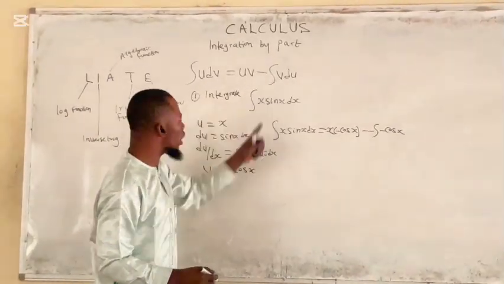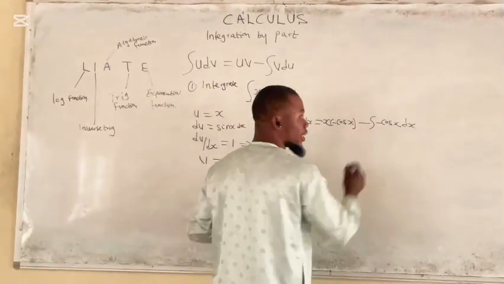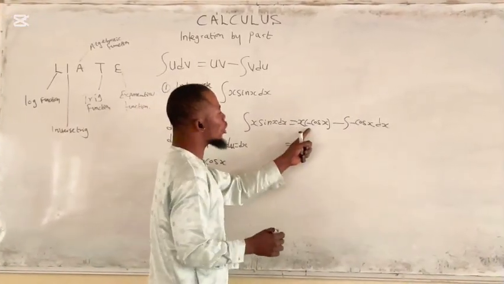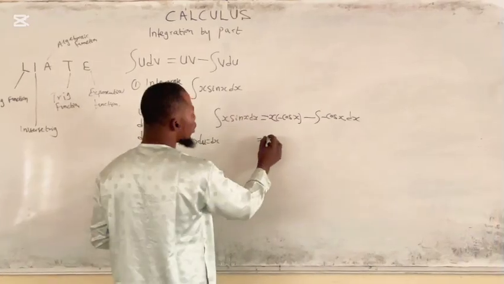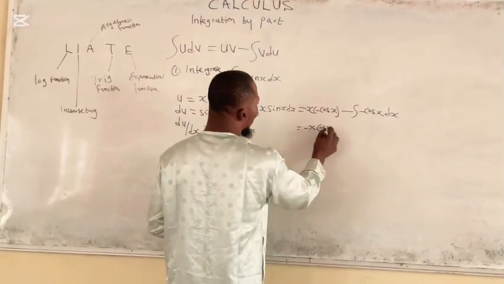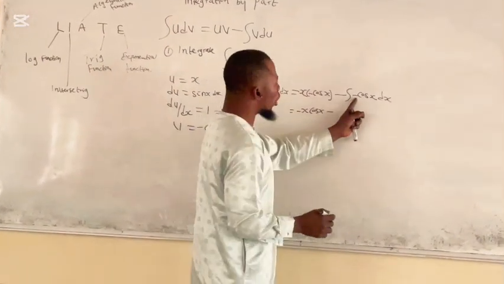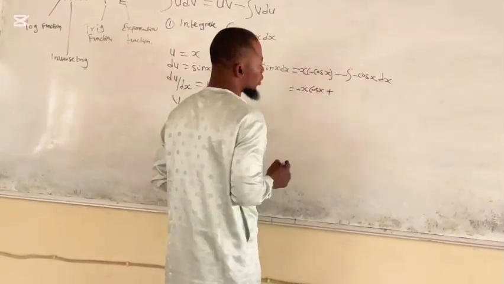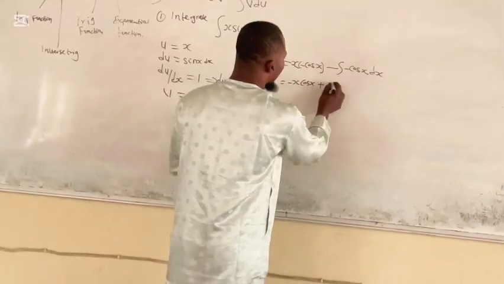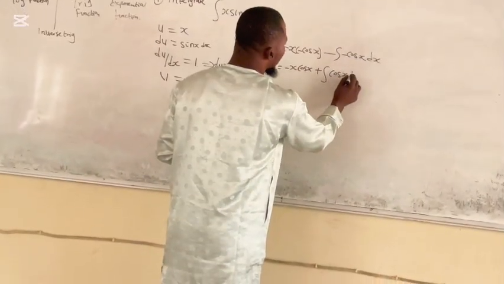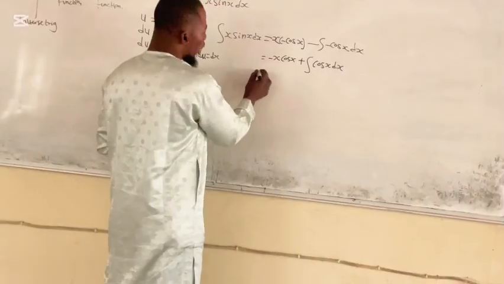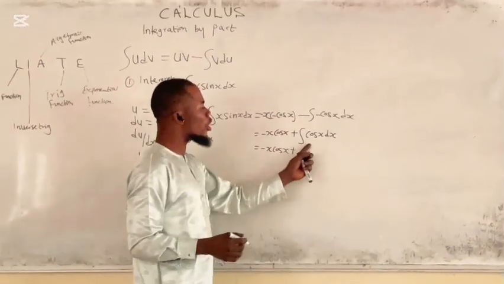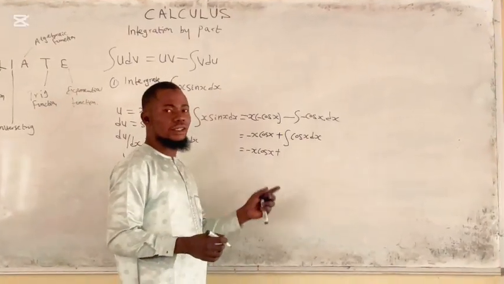So our du from here is now dx. This gives us x times minus cos x, which is minus x cos x. Then minus, we can factor out this minus, so minus and minus become plus, then the integral of cos x dx. From here, we have minus x cos x plus the integral of cos x dx, which will give us sin x.